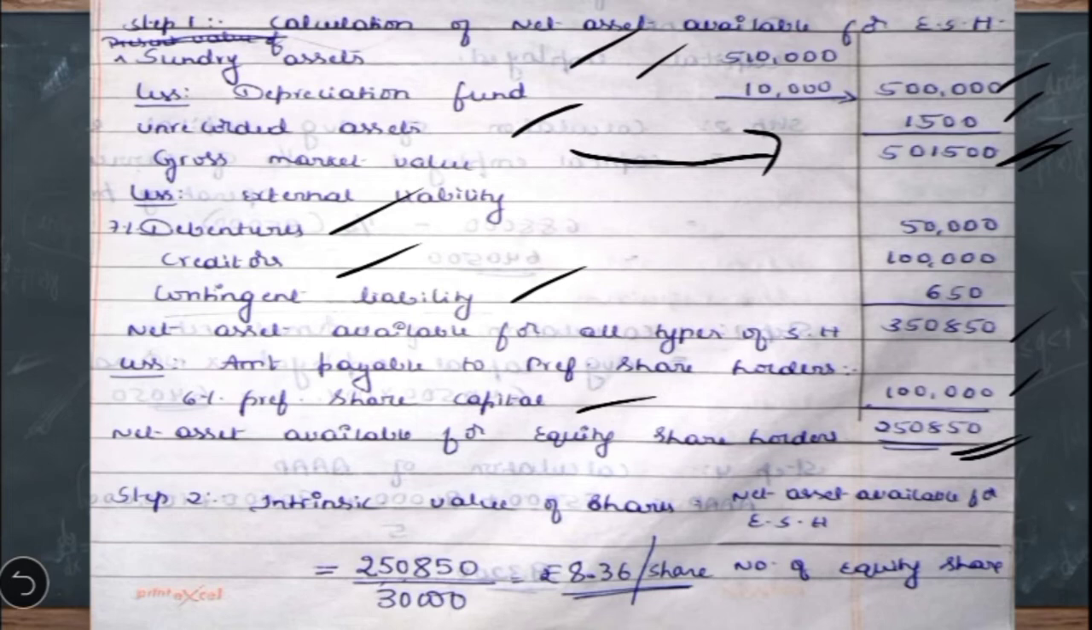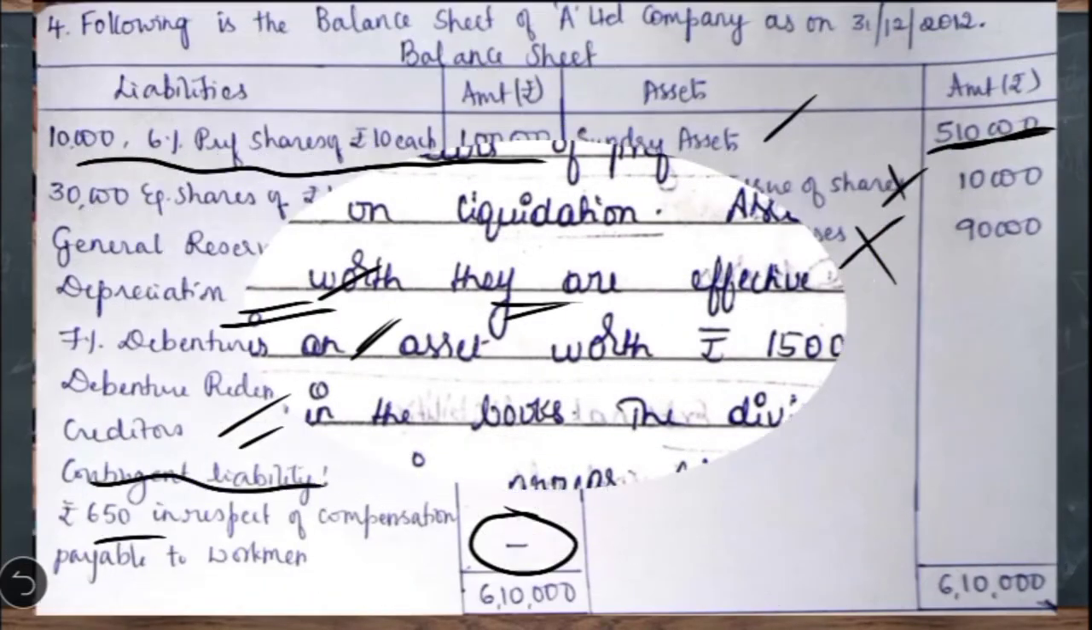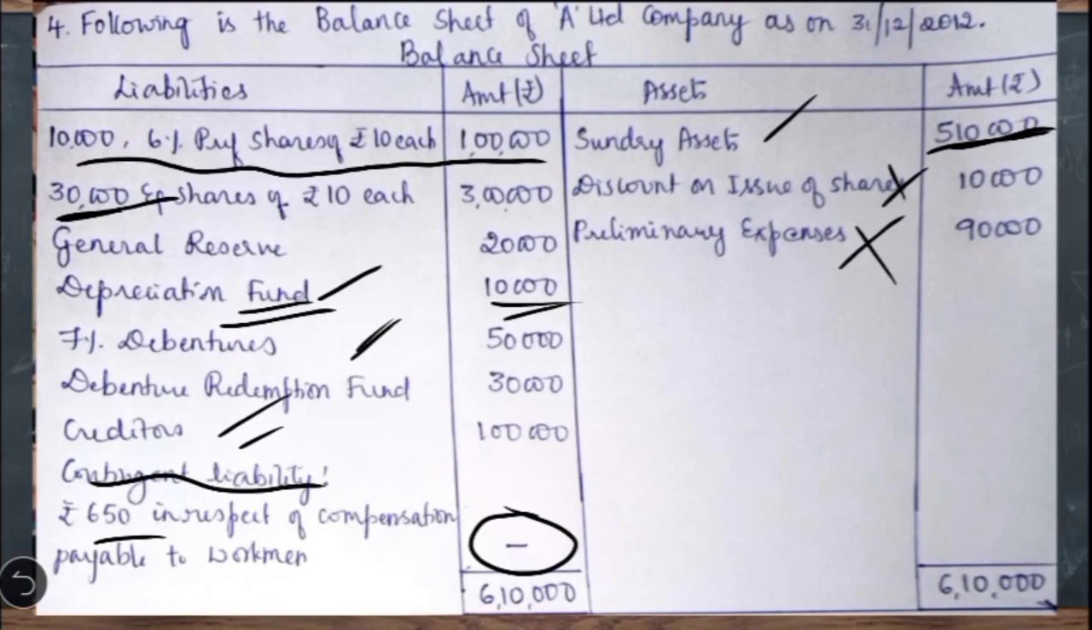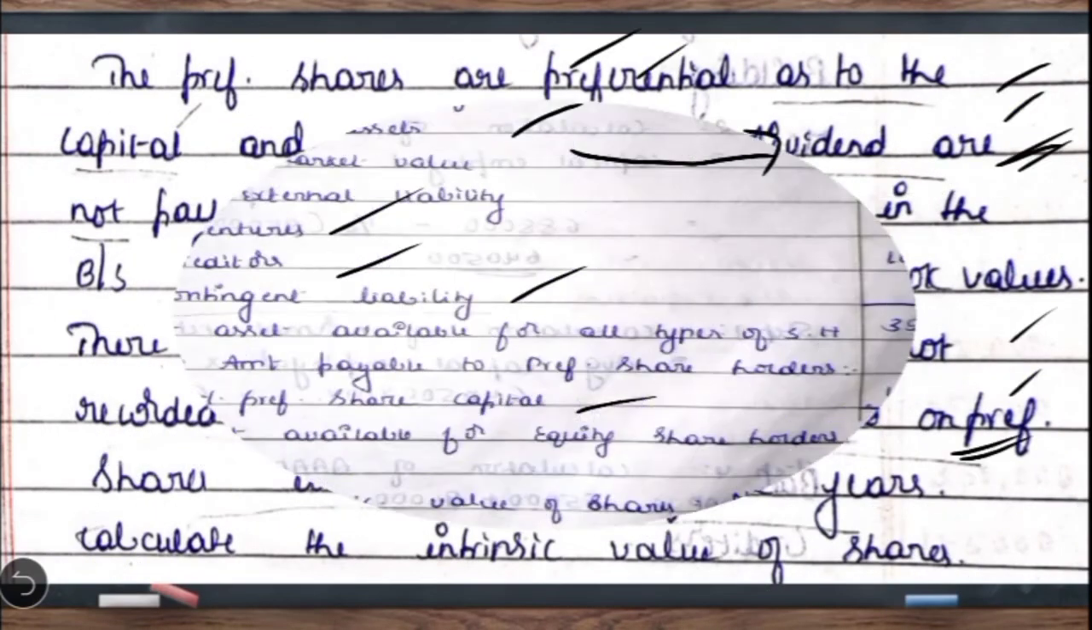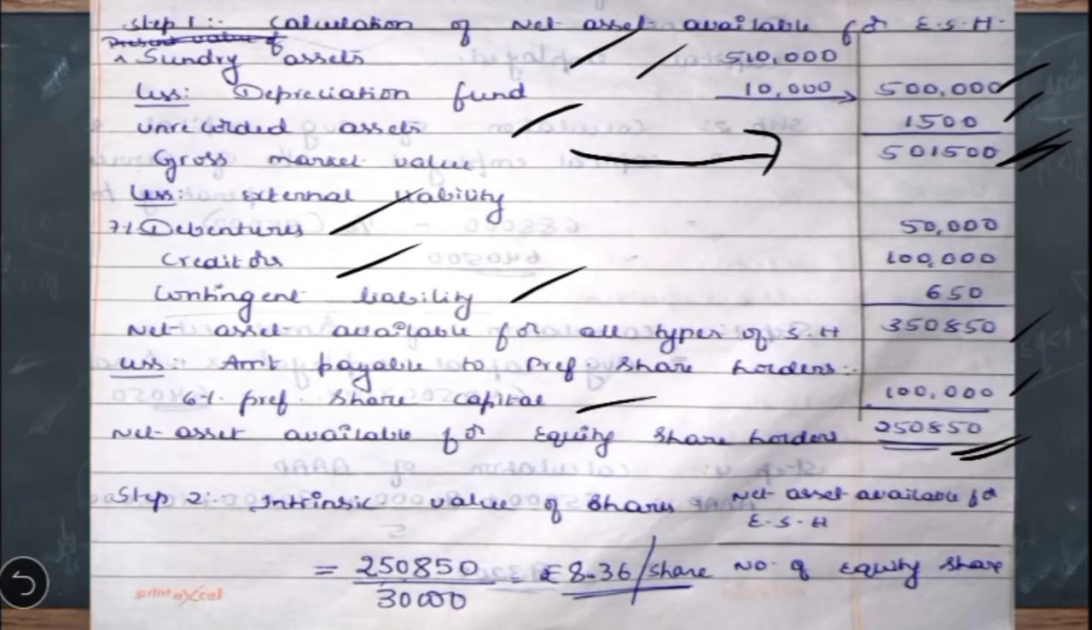2,50,850. In the second step, we are going to calculate the intrinsic value of share by applying this formula: net asset available for equity shareholders divided by number of equity shares, 2,50,850 divided by how many equity shares you find in the share capital, 30,000. Okay, you have to divide it by number of equity shares, 30,000. You get rupees 8.36 per share. Okay, you have to write like this, rupees 8.36 per share. So this is the intrinsic value or net asset value per share.